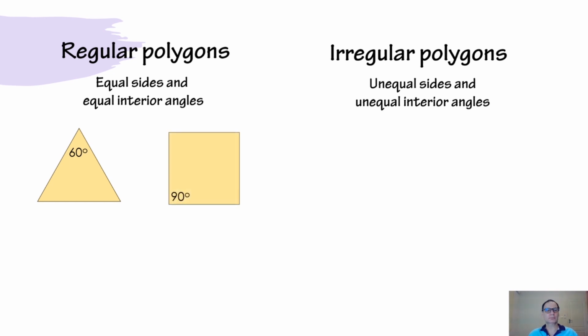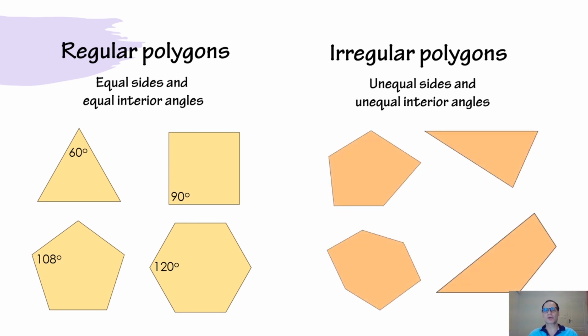This is a square. Each angle is 90 degrees. This is a pentagon. Each angle is 108 degrees. This is a hexagon. Each angle is 120 degrees. These are examples of irregular polygons. Notice how all the lengths are different and the angles are different.